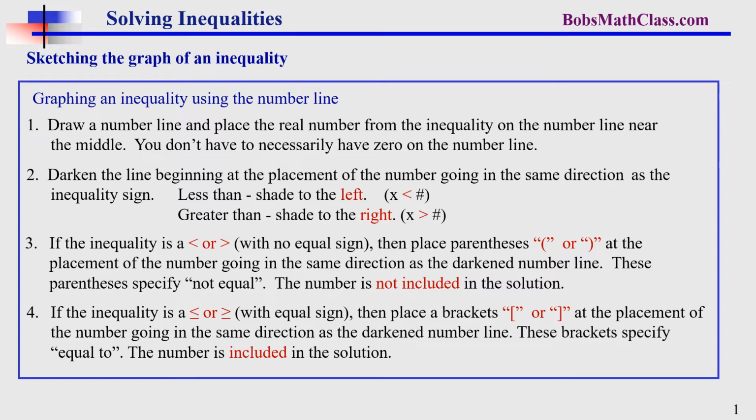If the inequality is a less than or equal to or greater than or equal to, so it has the equal sign on the bottom, the solid line, then we're going to place brackets at the placement of the number going in the same direction as the darkened number line. The brackets specify equal to. The number is included in the solution. So it's got the line underneath, the equals, brackets; no line, parentheses.